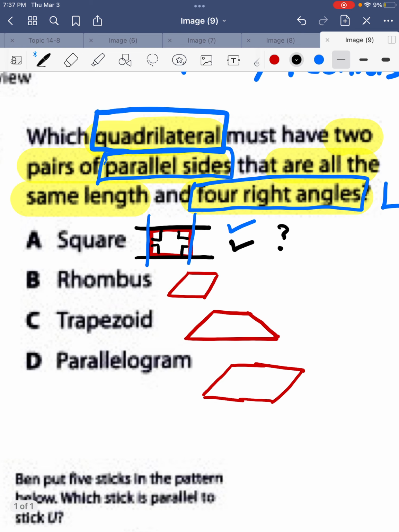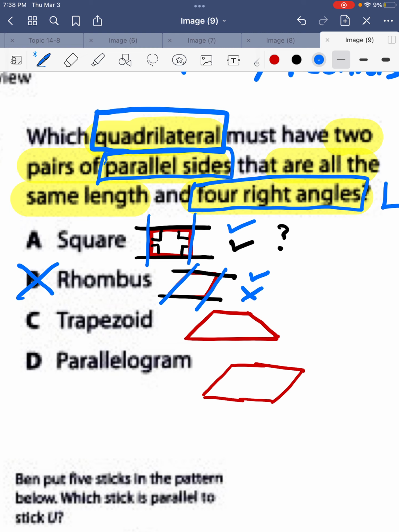A rhombus. So let's see a rhombus. I have 1 pair right here. They're parallel sides. I have another pair here. They're parallel sides, okay? Now, but does a rhombus have 4 right angles? Because a rhombus is slightly slanted, it does not have 4 right angles. So check mark for 2 pairs of parallel sides, but it does not have 4 right angles. So I'm going to put an X. So this cannot be my answer.